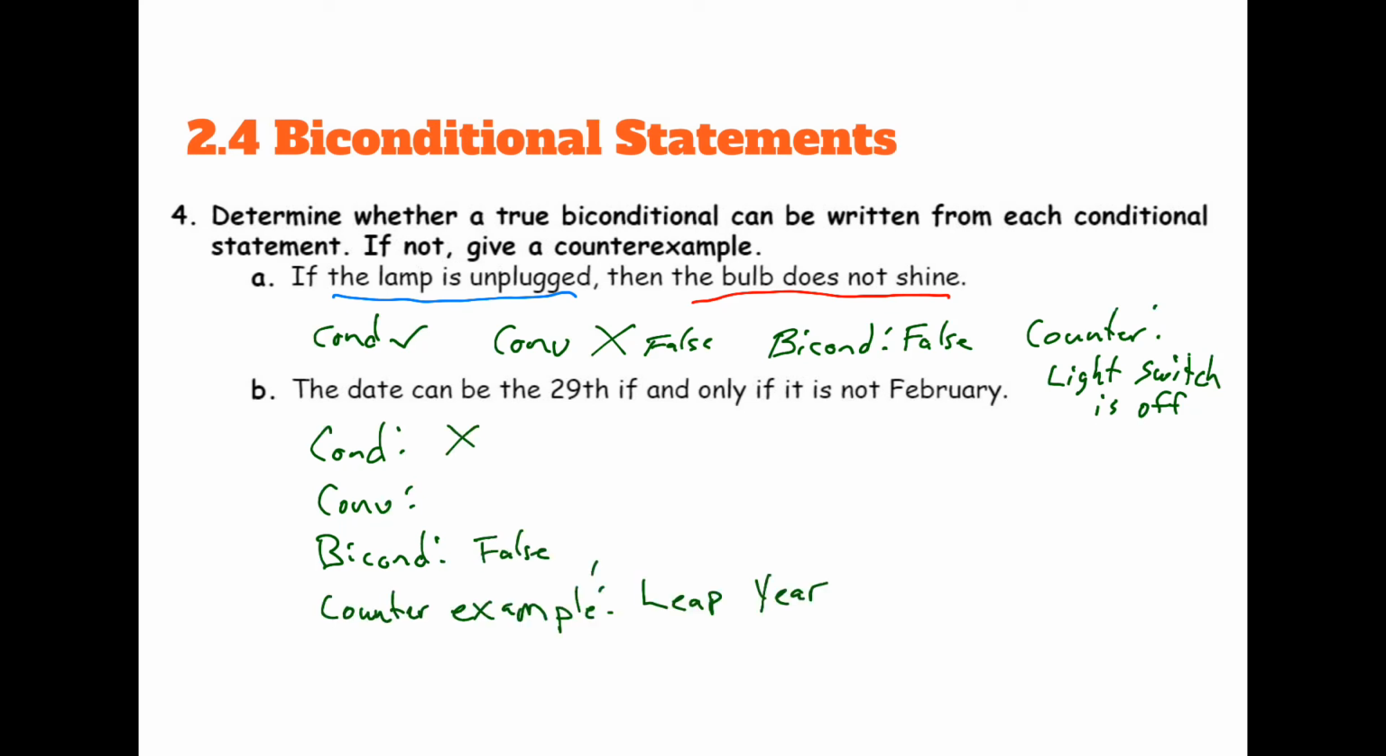All right, so here, the date can be the 29th if and only if it is not February. So we have, if the date is the 29th, then it is not February. And this is going to be false right off the bat, right? This conditional statement is false because it could be leap year. So the date could be the 29th, and it could be February. So I don't even need to worry about the converse. You can see I didn't even figure it out. But because the conditional is false, the biconditional is false, and I can say my example is leap year, where it could be the 29th and February at the same time.